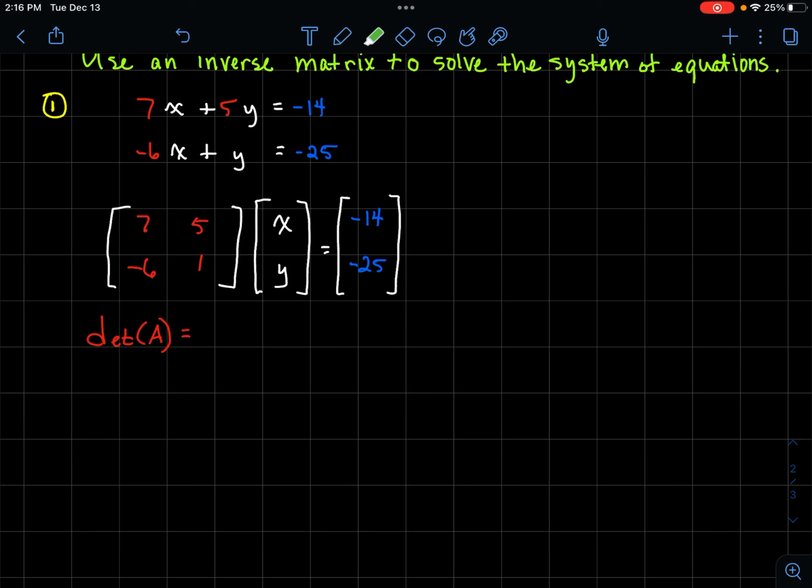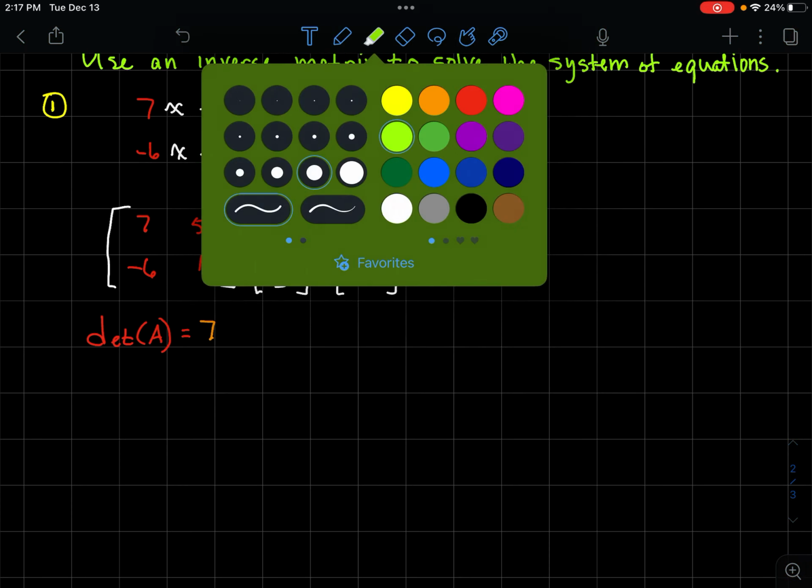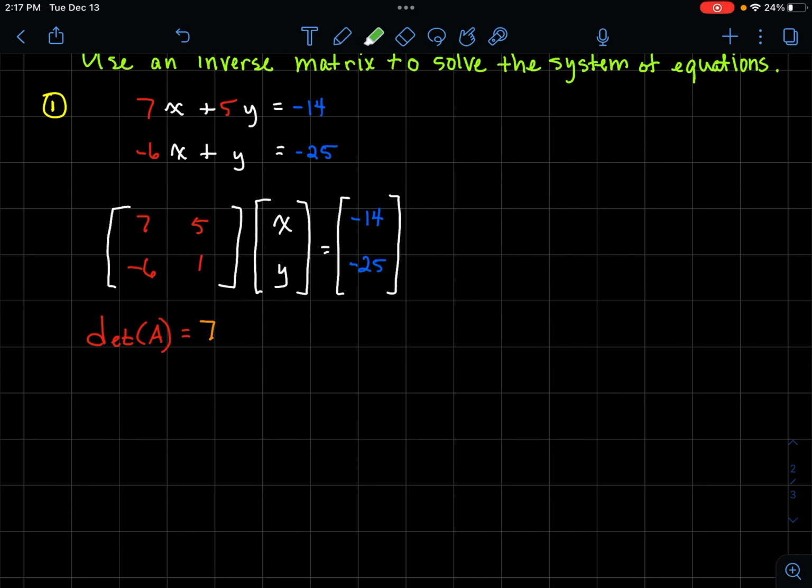And to remind you, how do we find the inverse? Well, we have to determine what the determinant of the matrix is first. We can't have a determinant of 0, because if there is a determinant of 0, then there is not an inverse for this particular matrix. But we will take the 7 times the 1, and subtract away from it whatever 5 times negative 6 is, which is negative 30, which gives us the determinant of 37. So we definitely can find an inverse here.